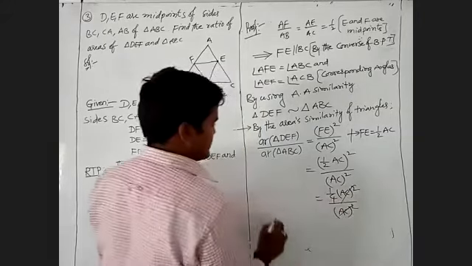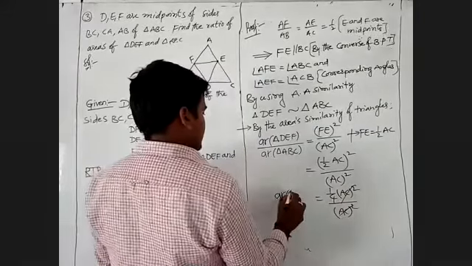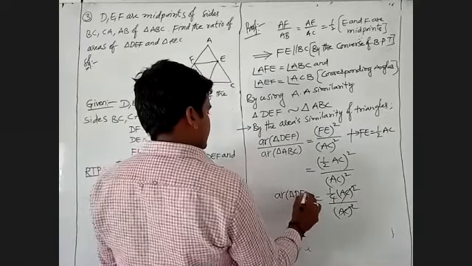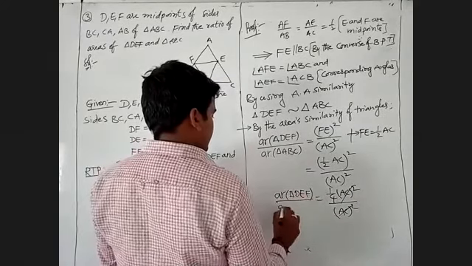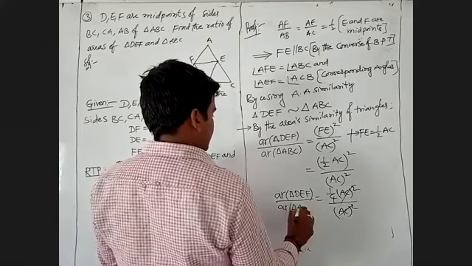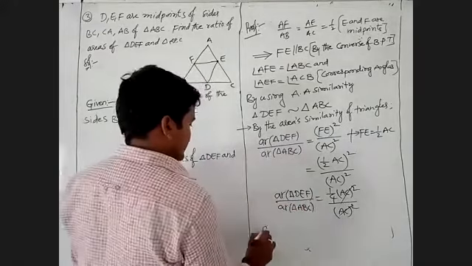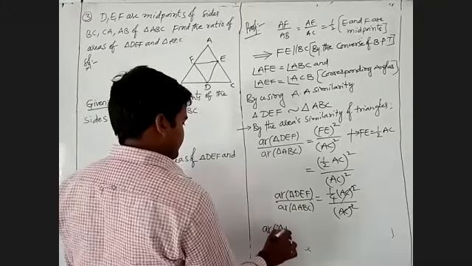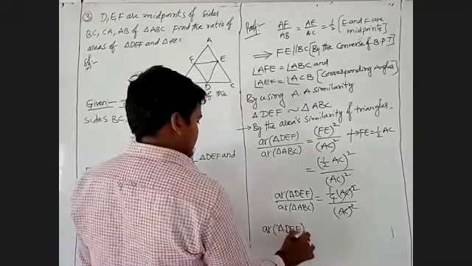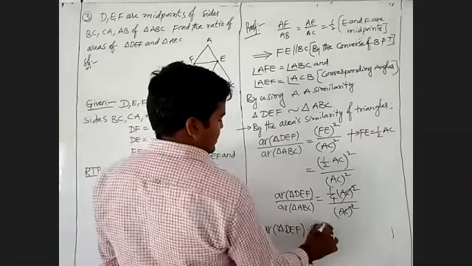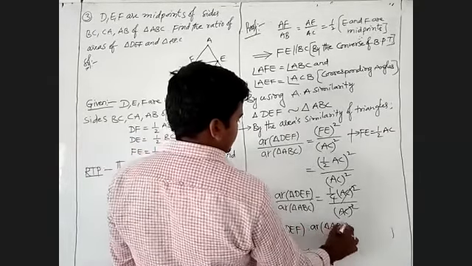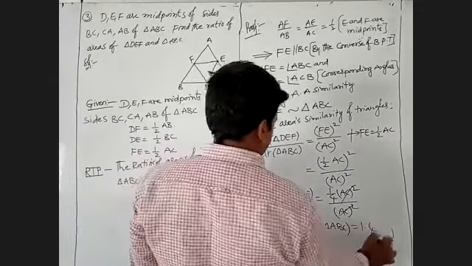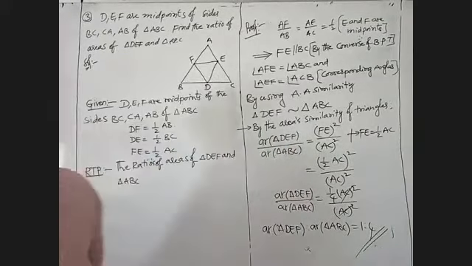What will be cancelled? This is the value of area of triangle DEF by area of triangle ABC. That means area of triangle DEF is to area of triangle ABC is nothing but 1:4.